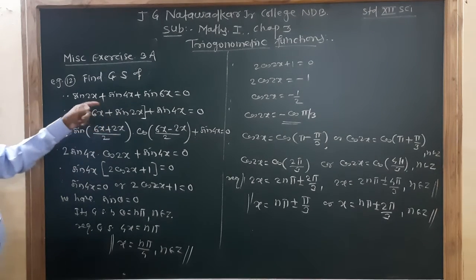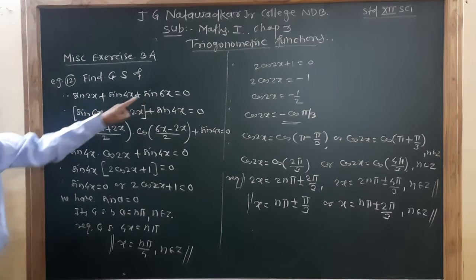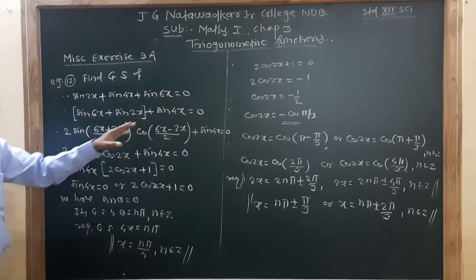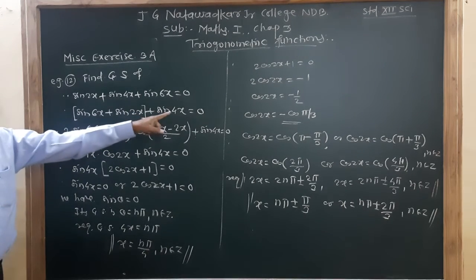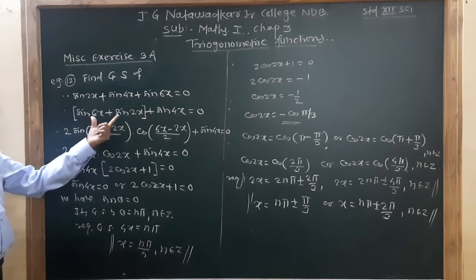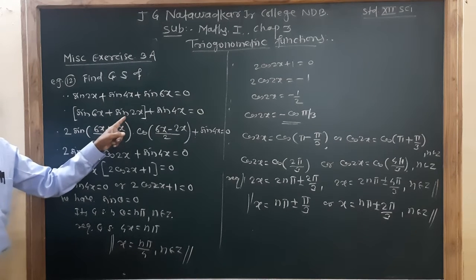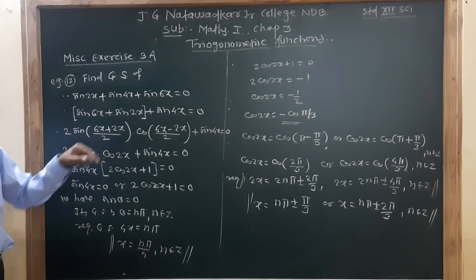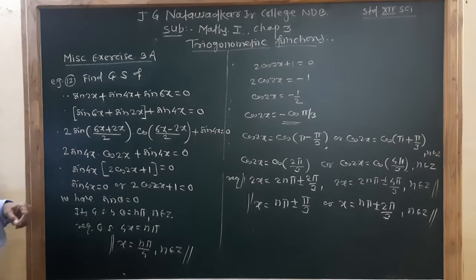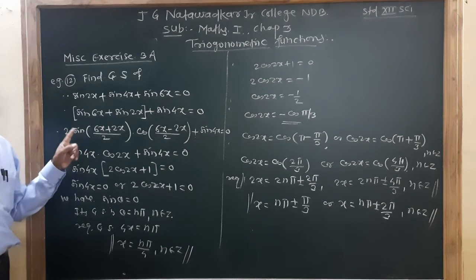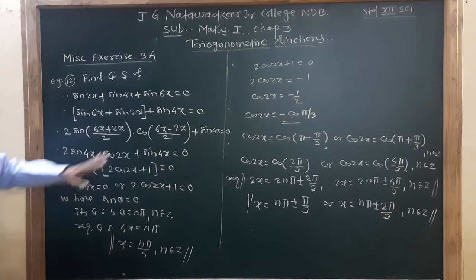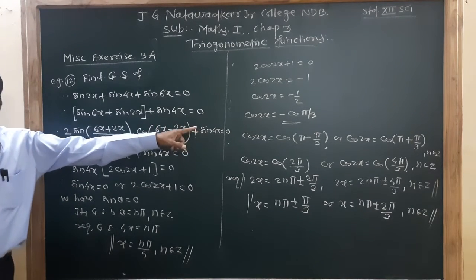So I will rearrange these terms. I will take the first term, that is sin 6x + sin 2x + sin 4x = 0. Why is it? Because I want to adjust the angle 4x also. So I will apply here the formula sin C + sin D, that is 2 sin((C+D)/2) cos((C−D)/2), plus sin 4x equal to 0.